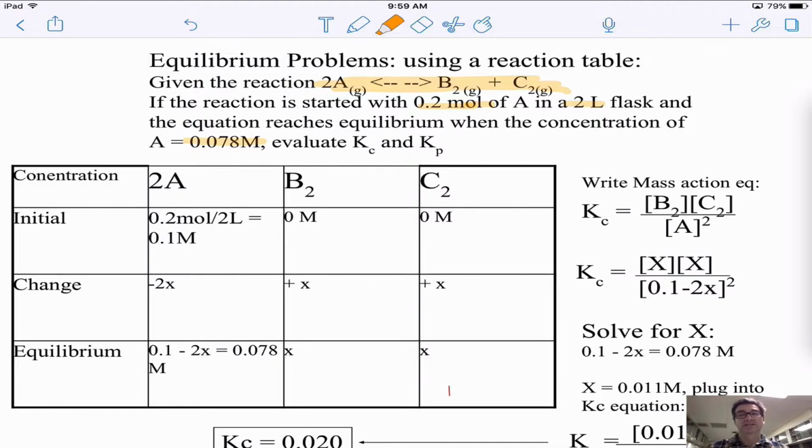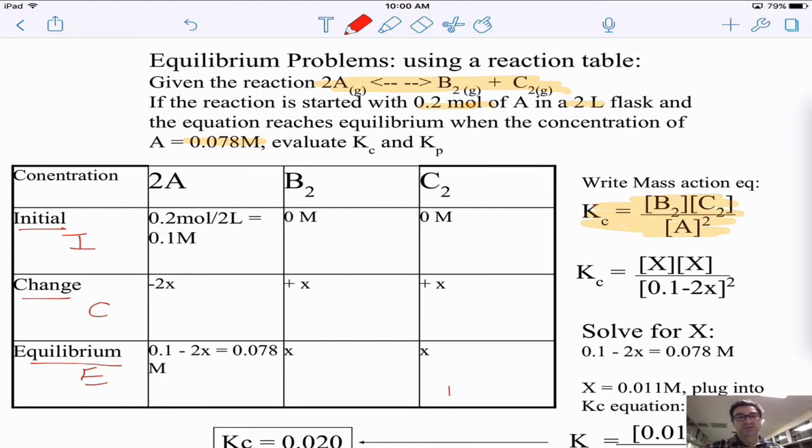The first thing that I like to do, and it doesn't really matter which order you go in, is on the side here, I like to write the mass action expression, and I do that over here. I then keep that on the side, and I organize myself in something called an ICE table. And here's my ICE table. ICE stands for initial, change, equilibrium. And this has to be done in molarity.